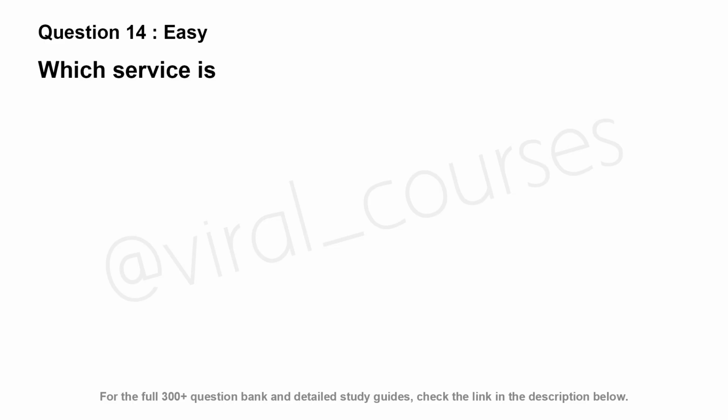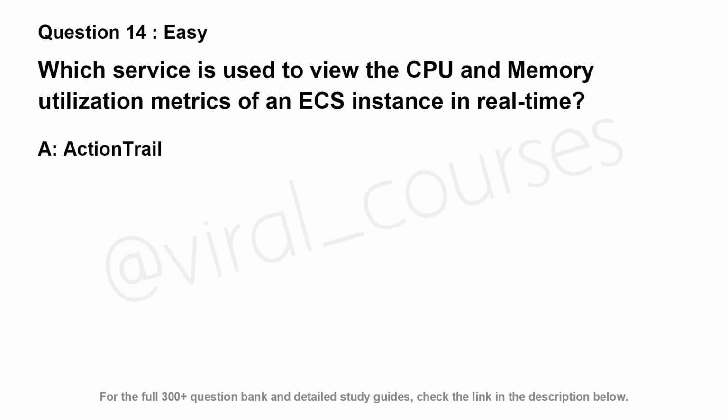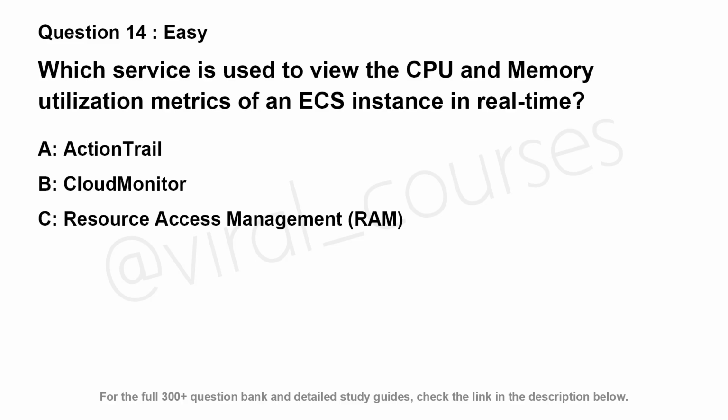Which service is used to view the CPU and memory utilization metrics of an ECS instance in real time? Option A, Action Trail. Option B, Cloud Monitor. Option C, Resource Access Management, RAM. Option D, ACA.